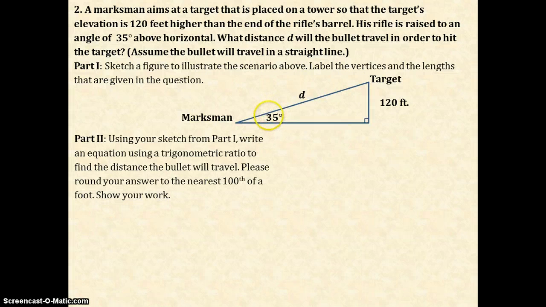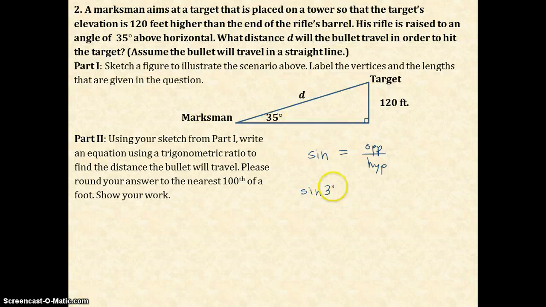So using our sketch, we're going to use a trig ratio to solve for d, to find the distance the bullet will travel in a straight line. Well, we have the angle, and we have the opposite side, and we want to find the hypotenuse. So we have opposite and hypotenuse. And sine is the function that relates opposite and hypotenuse. Sine is opposite side over hypotenuse.